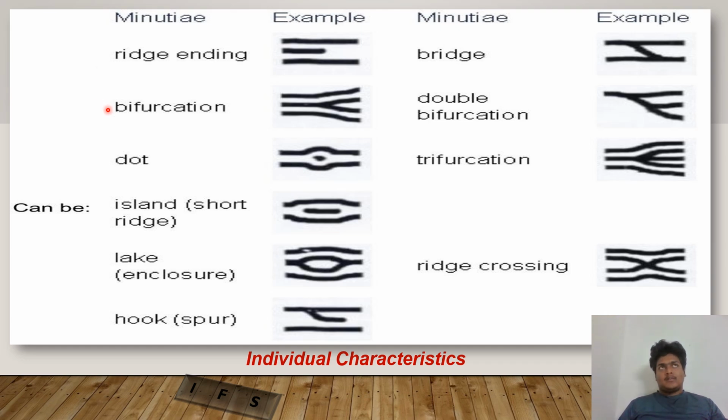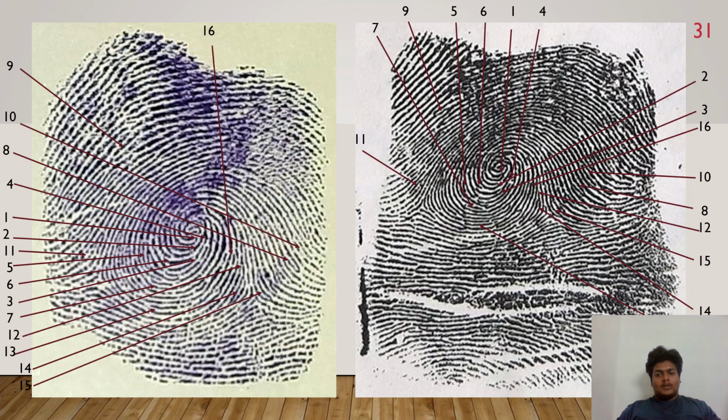Bifurcation, for example, is a minutia where a single ridge flow is bifurcated into two, while in trifurcation, a single ridge flow is divided into three ridges. Then we have, so the image here represents the counting of minutiae.